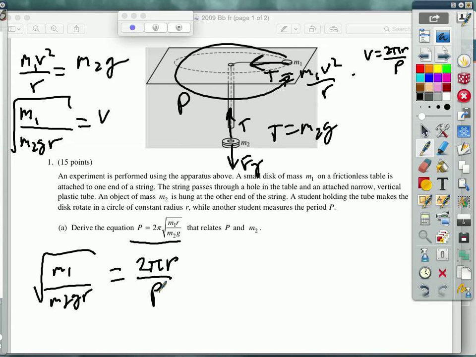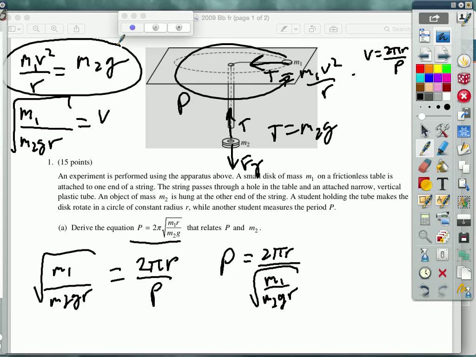And now if I want to get P by itself, I can just kind of swap this, right? I can do like a little flippy-flop thing. And I get P is equal to 2 pi R, and then if I put that on the bottom, I guess I'll put it here just to not lose people, M1 over M2GR. Any questions? Have I lost anybody yet? Question? That's the derivative. Oh, I haven't even taken the derivative, nothing. I'm just doing algebra. Okay. This problem, the physics ended here. That was it. You knew the physics. After that, it's just algebra.